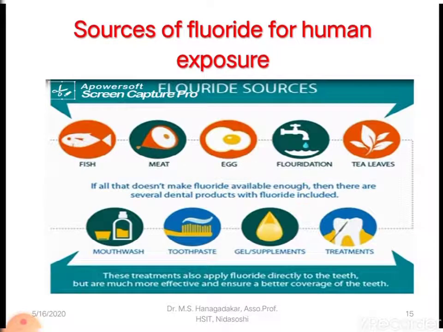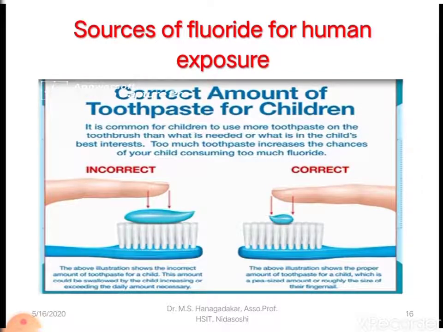Let us discuss specifically. Here we get foods like fish, meat, egg, as you know, by consuming fluorinated water, and also tea leaves contain fluoride in some content. Apart from this, mouthwash, toothpaste, gel supplements, and some treatments done to the teeth by the dentist are also sources of fluoride exposure for human beings. One general suggestion for children is that they should use a very small quantity of toothpaste for cleaning teeth. Not taking too much, otherwise it will cause dental fluorosis in kids.